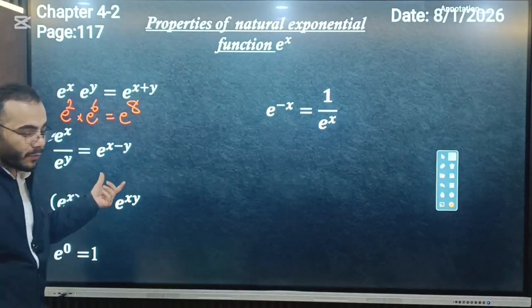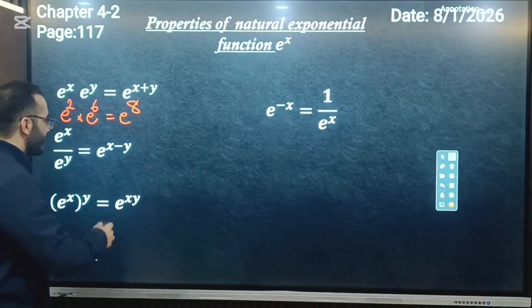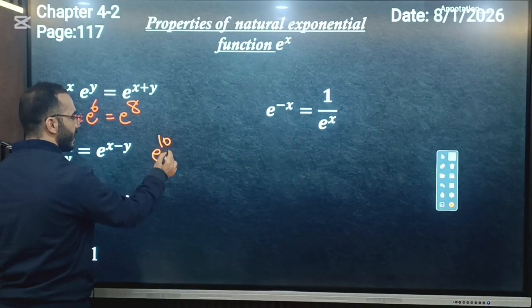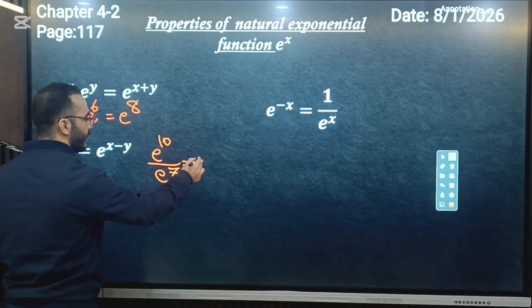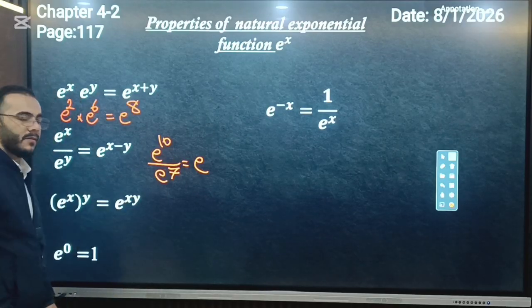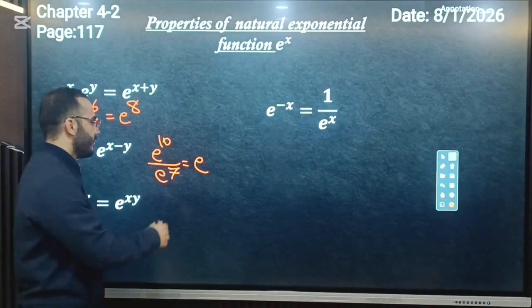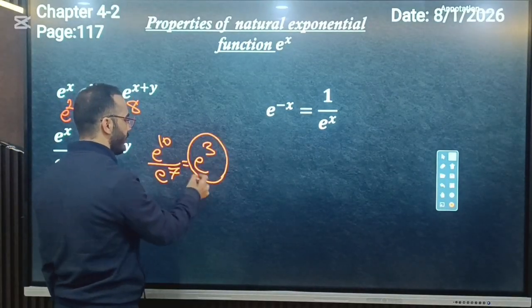How about in division? Well, in division, we are going to subtract the exponents. Simply, let's say e powered by 10 divided by e powered by 7. We are going to say that e powered by, if you subtract 7 from 10, we're going to get 10 minus 7, which is 3.